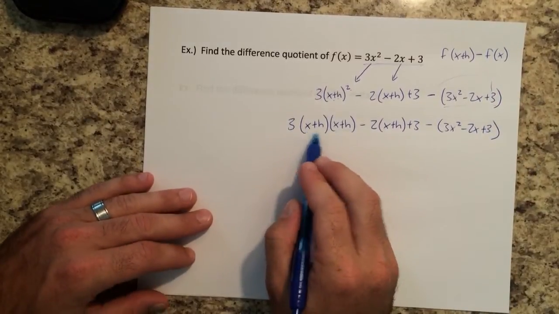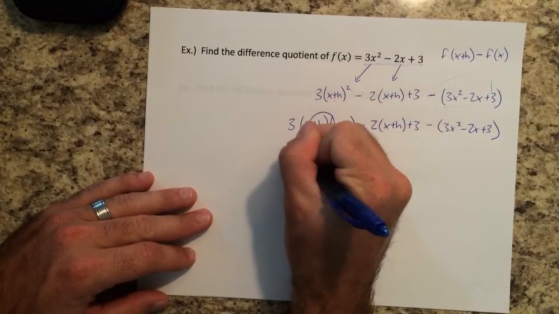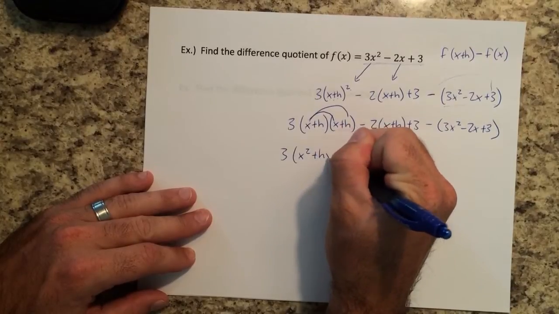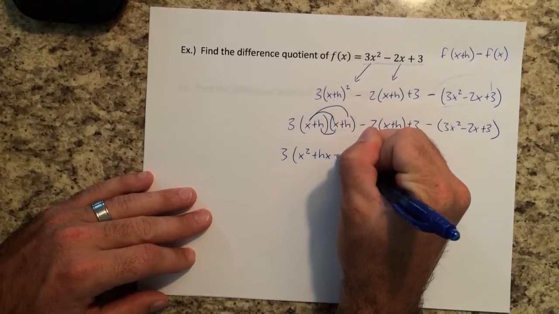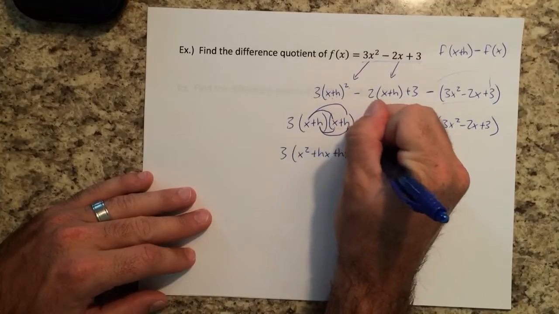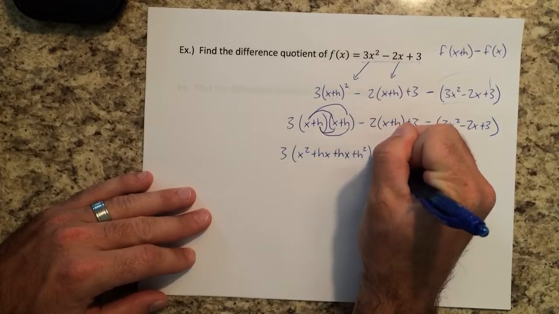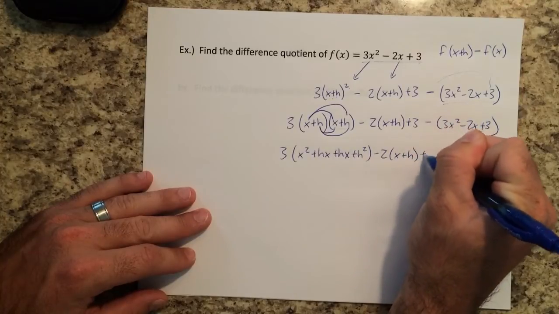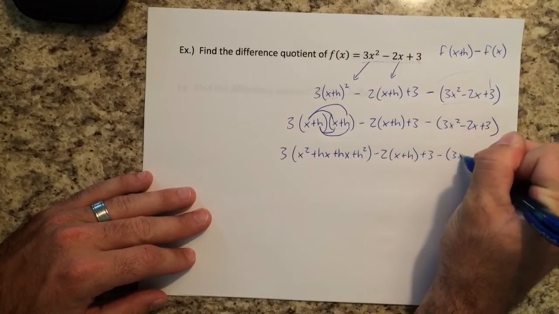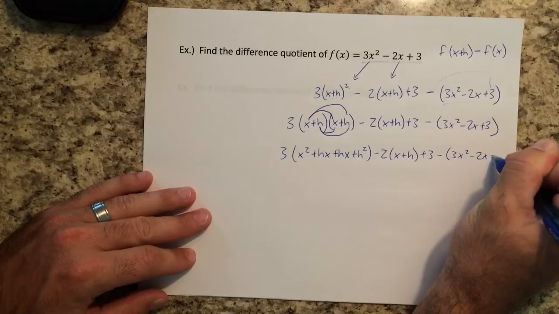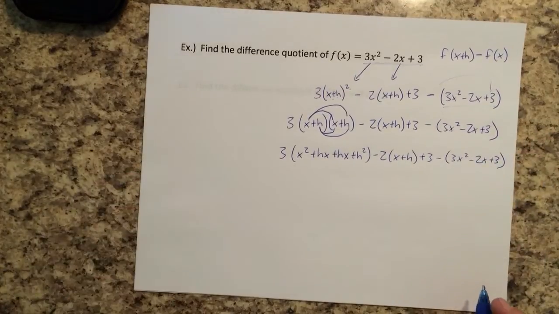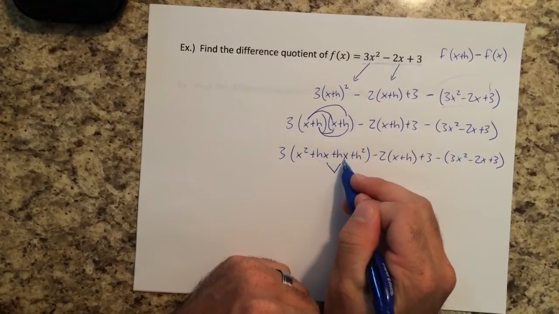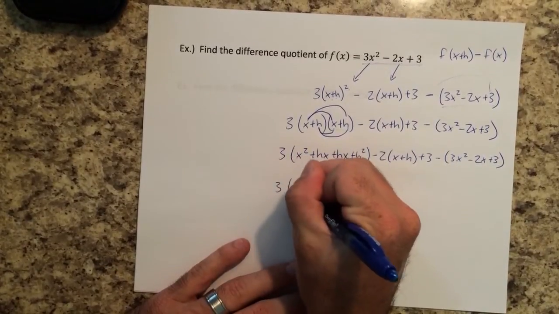So I need to do the full method here. X times x gives me x squared. X times h gives me hx. H times x gives me hx. H times h is h squared. I'm just going to rewrite everything else. Okay, so now I have like terms. Hx plus hx gives me 2hx.